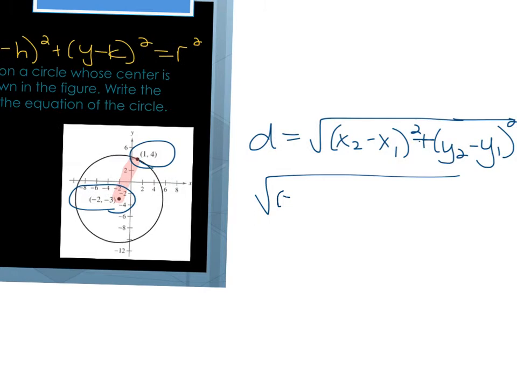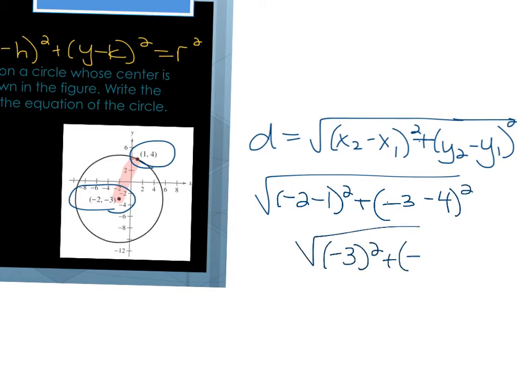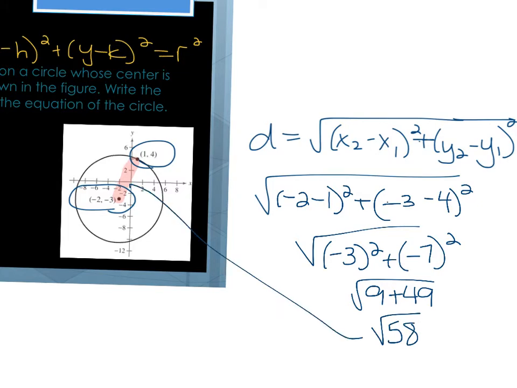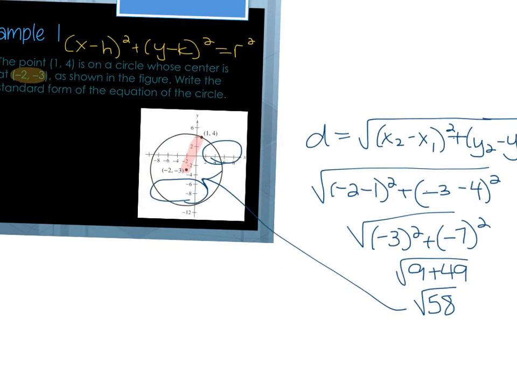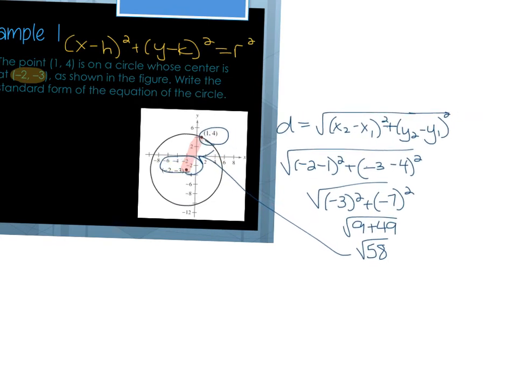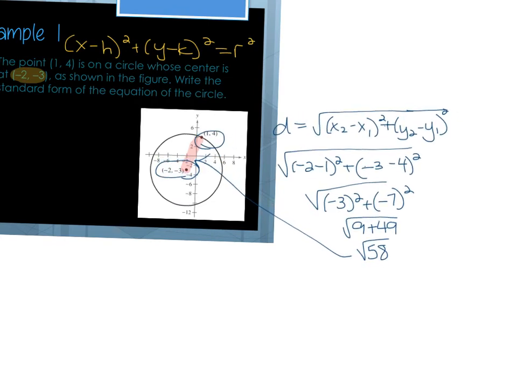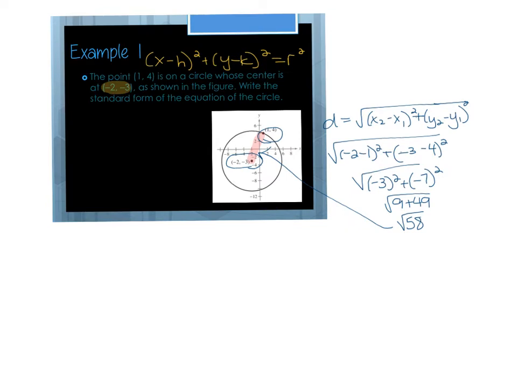I would get -2 minus 1 squared plus -3 minus 4 squared, -3 squared, -7 squared, which is the square root of 58. So that represents the distance from the center to the point on the circle, which is also your radius. So if I was to ask you for what the radius length was or what the distance was, I would expect you to take that square root of 58 and simplify it, right? Like break it down into its factor tree until you could simplify it.